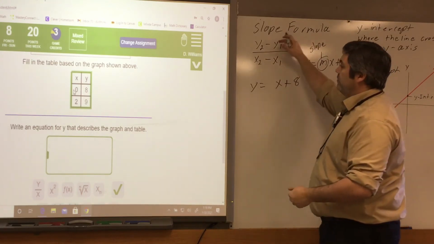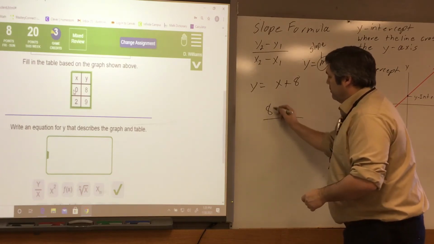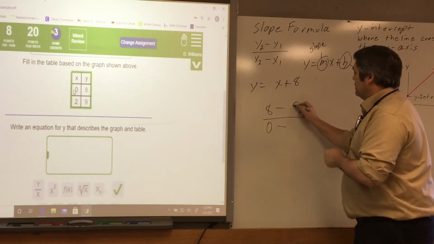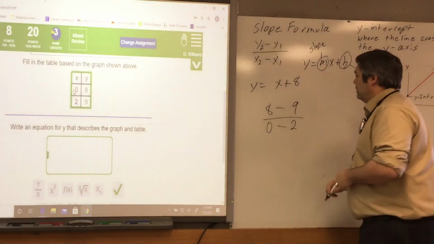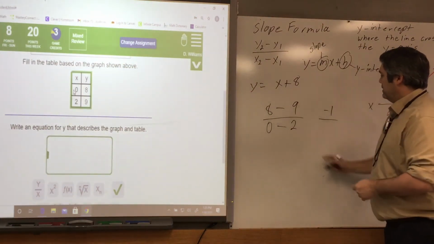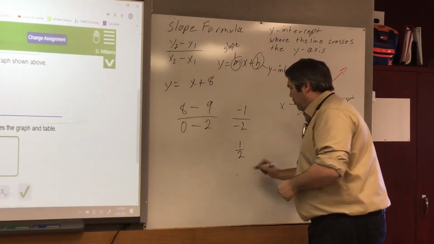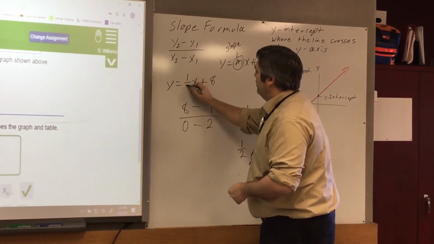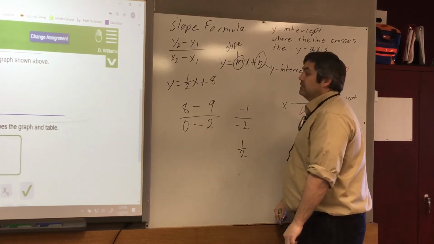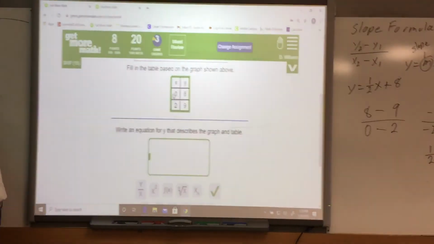But now we need to use our slope formula to find our slope. Well, 8. When I put the 8 there, the x of it goes there. Minus, minus. Y is 9 here, 2 is here. And well, 8 minus 9, negative 1. 0 minus 2, negative 2. Negative over a negative gets me a positive, so I have 1/2. Y equals 1/2 x plus 8. There we go. Guys, there's not a lot to this that you haven't already done. You've already done most of this.